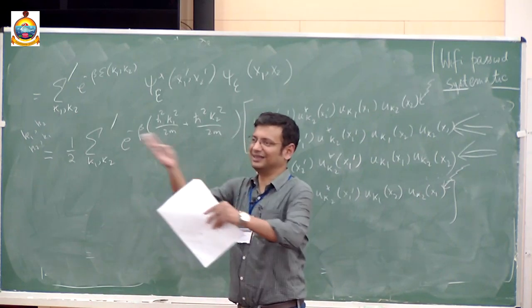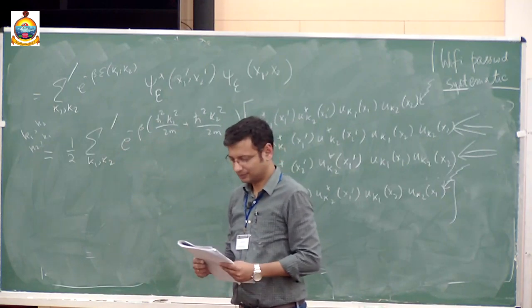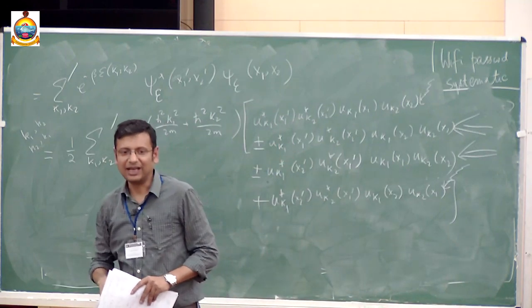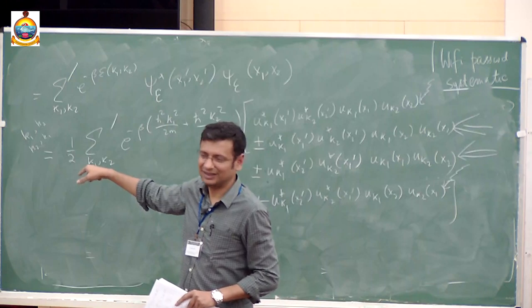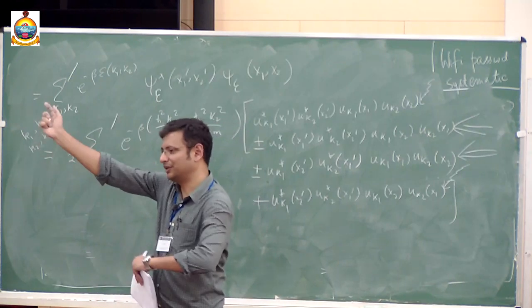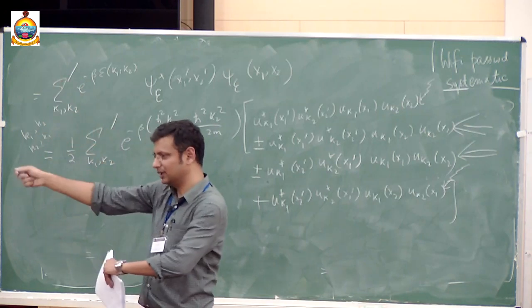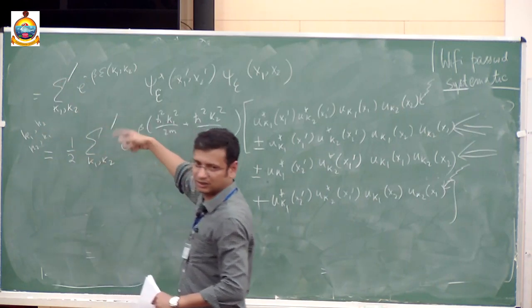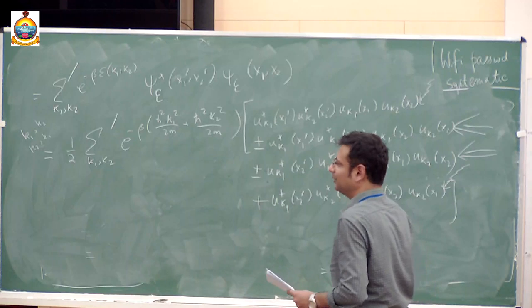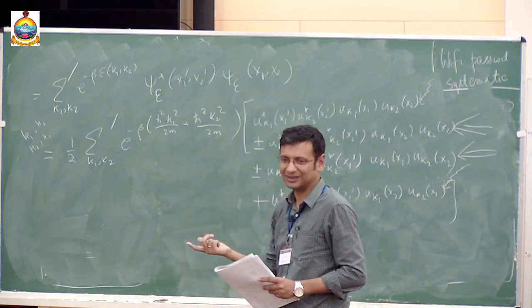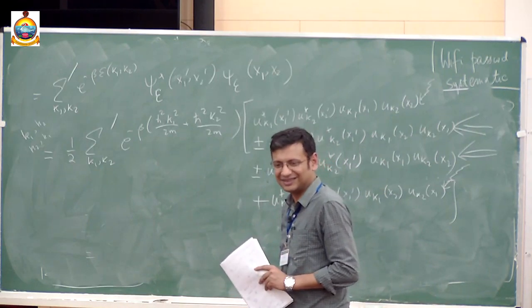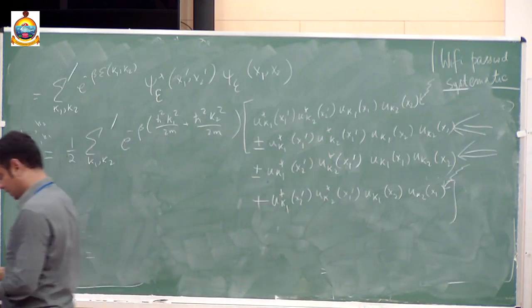Yes, because they are identical particles. If they were two arbitrary, different particles, maybe with different masses m1 and m2, then you can distinguish them and you will have to do the full sum. And you don't even need to symmetrize or anti-symmetrize. You can, it doesn't change the answers, but yeah, good.